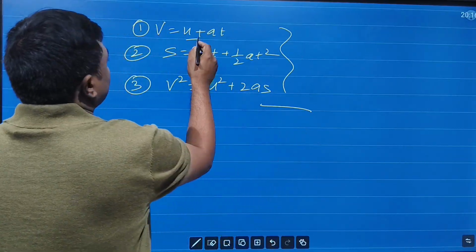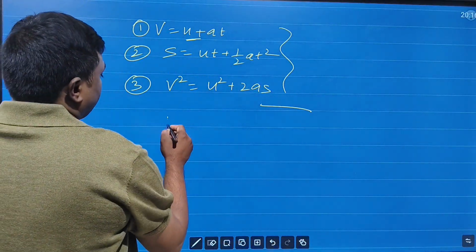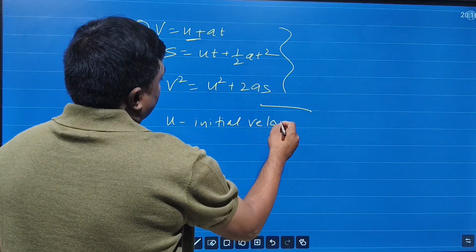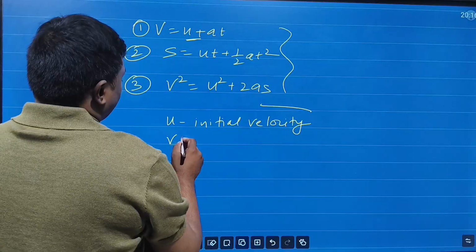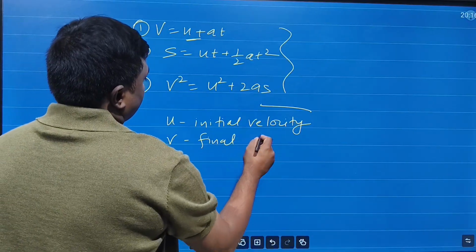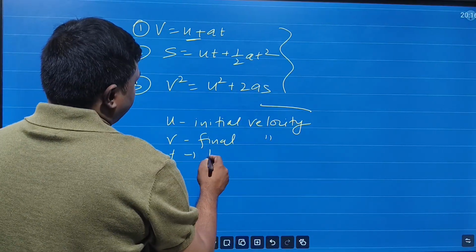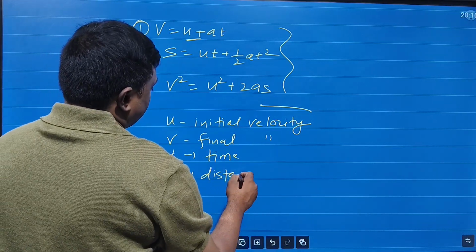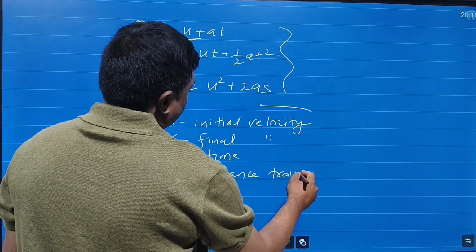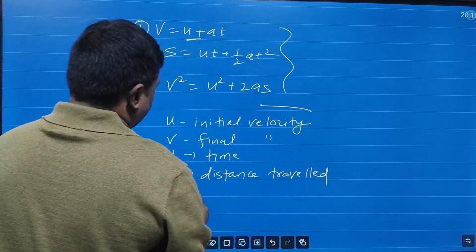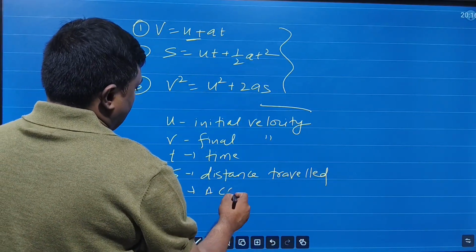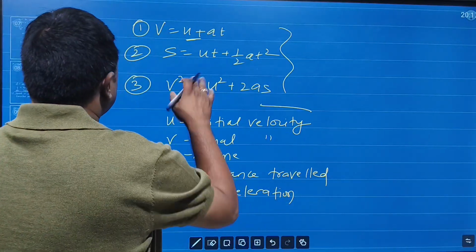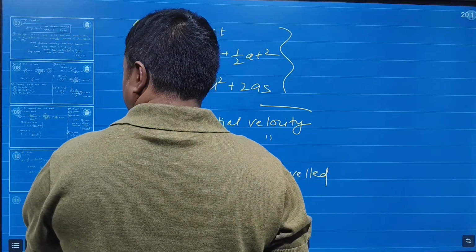What is u? u is the initial velocity. v is the final velocity. t is time. s is the distance traveled. And a is acceleration. So we'll come and discuss this sum.